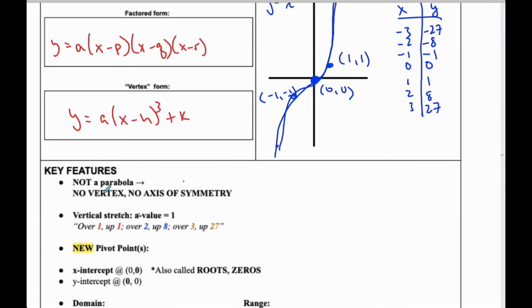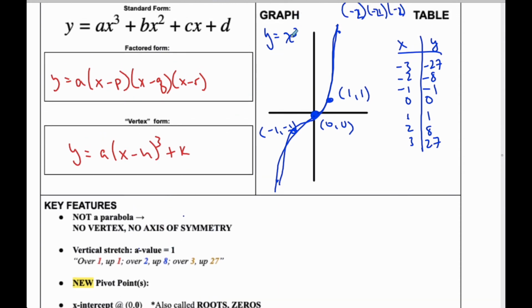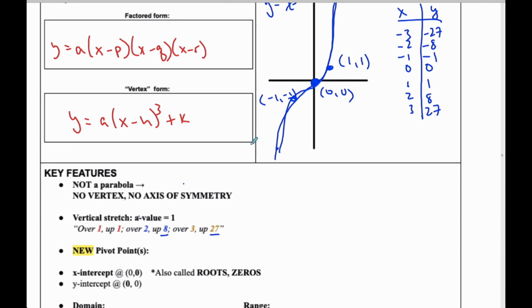So it's not a parabola, there's no vertex, there's no axis of symmetry, but we do have an a value. The a value for the basic function is 1. We go over 1, up 1, over 2, up 8. So we just go up 2 cubed, up 3 cubed. It's the same kind of scenario, but it goes over left, down, over and down. We do have a new pivot point. That 0, 0 is our pivot point, and we'd like to keep track of where that goes.